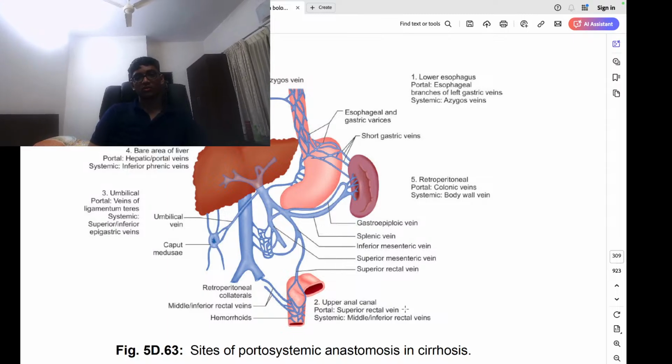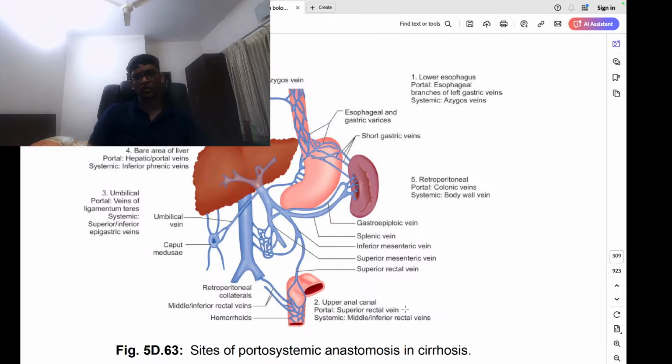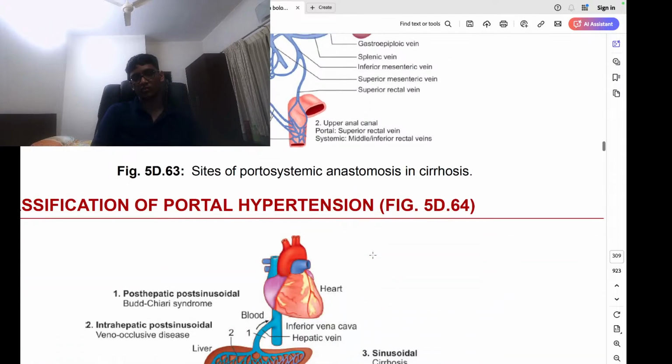Umbilical: portal is the veins of the ligamentum teres, systemic is the superior or inferior epigastric veins. Number 4 is the bare area of the liver: portal is the hepatic portal veins, systemic is the inferior phrenic veins. Number 5 is retroperitoneal: portal is the colonic veins, systemic is the body wall veins. Splenic vein, inferior mesenteric vein, superior mesenteric vein, and superior rectal vein.